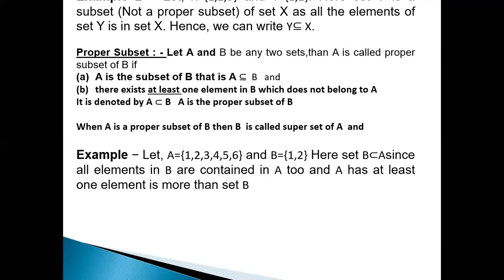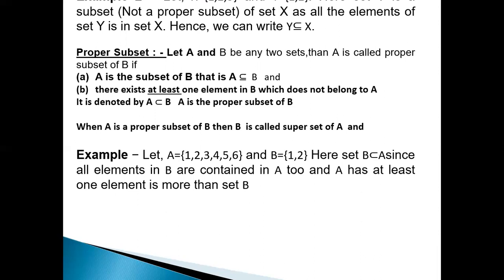Now proper subset. So what is the difference between proper subset and subset? Suppose A and B are two sets, then A is called a proper subset of B if A is a subset of B and there exists at least one element in B which does not belong to set A. It is denoted by A ⊂ B. A is the proper subset of B.